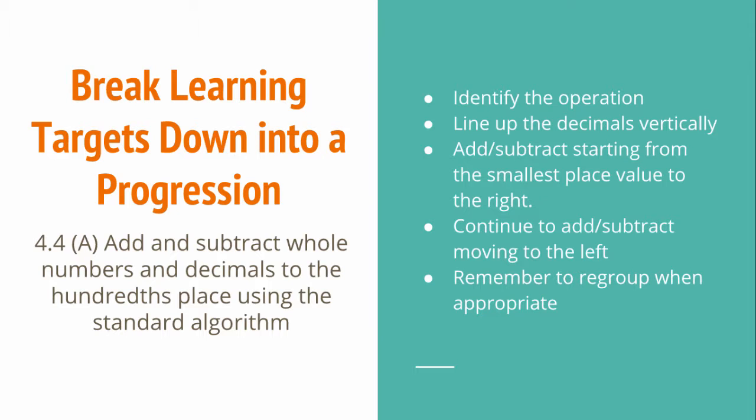Add and subtract starting from the smallest place value to the right. Continue to add or subtract moving to the left, and remember to regroup when appropriate. As a student, I can go through those steps and make sure that I'm doing each one correctly in order to reach and to meet this learning objective.